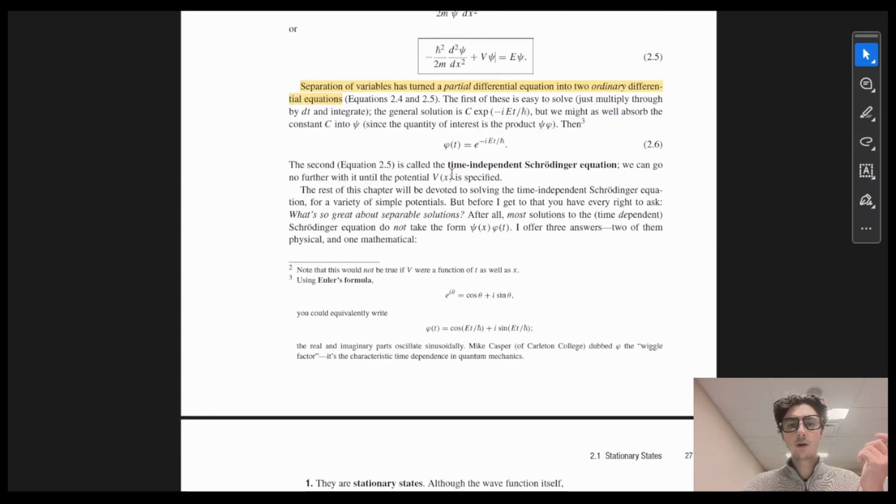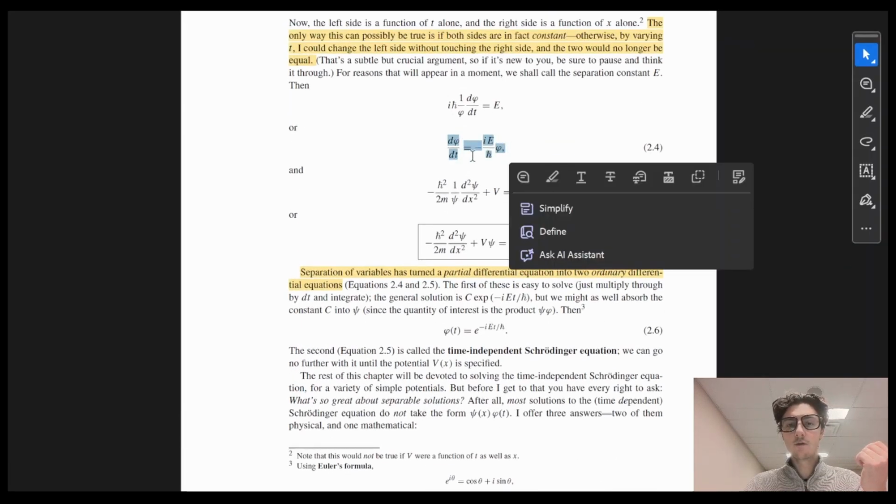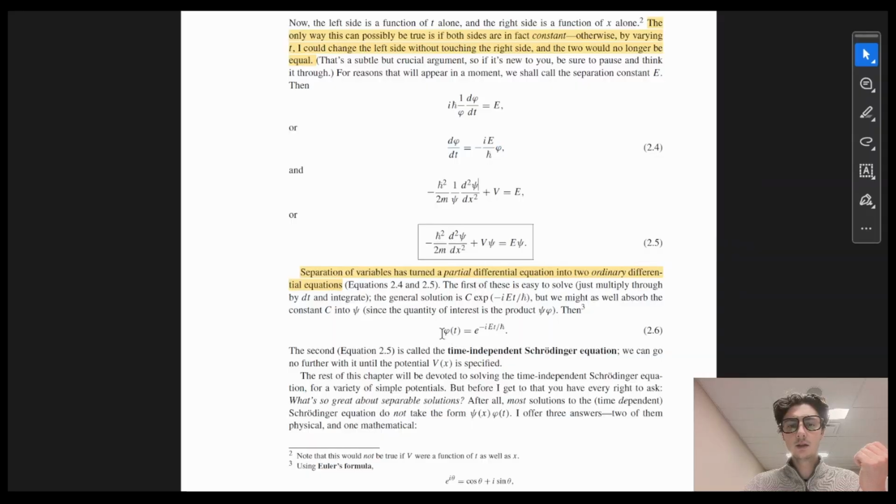The second equation, 2.5, is called the time-independent Schrödinger equation. We can go no further with it until the potential V is specified. So this equation here, we were able to solve because everything inside is constants, or it is the function that we are trying to solve for. In this case, we solve the function.